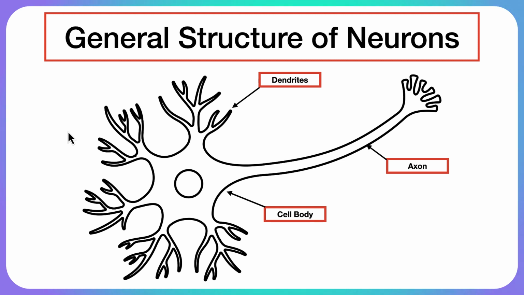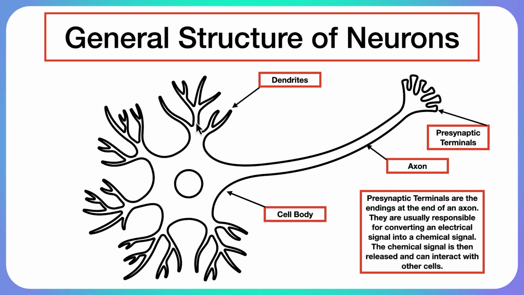So now that we saw the axon, let's look at the last part of the neuron that we're going to look at. So the last part is going to be the presynaptic terminals. So the presynaptic terminals are the endings at the end of an axon, and they are usually responsible for converting an electrical signal into a chemical signal. The chemical signal is then released into the synaptic cleft where it can interact with other cells.